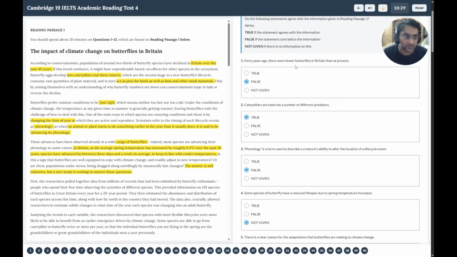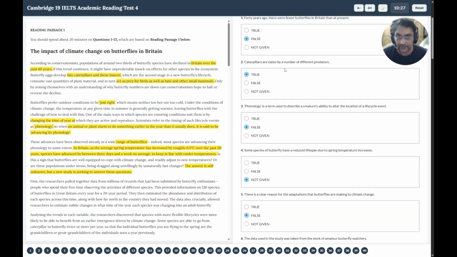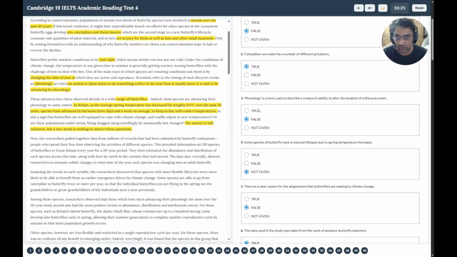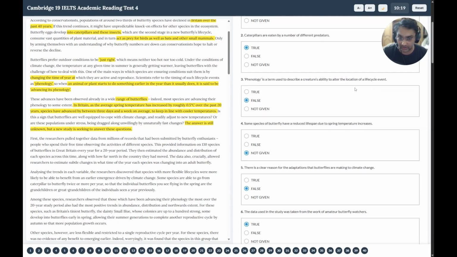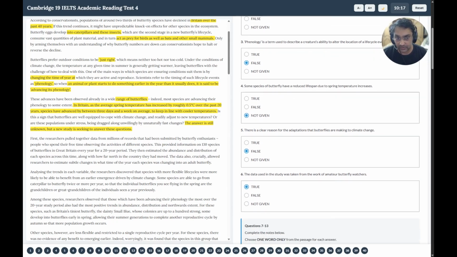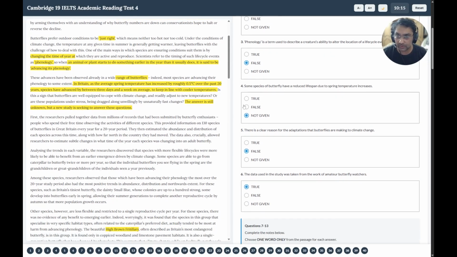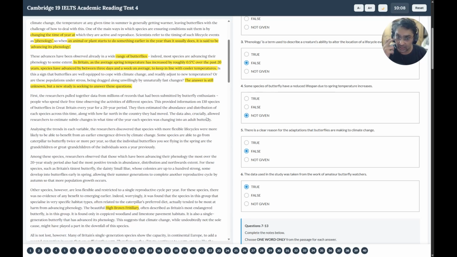There are fewer butterflies in Britain than at present. False. Number of different predators. True. Yes, it was false. It was not about the location, but it was about the timing. It was false due to spring temperature. Nope. The answer is still unknown. Yes, so the answer is not given because it is unknown.